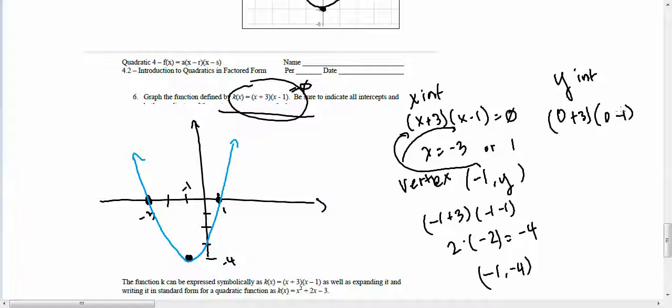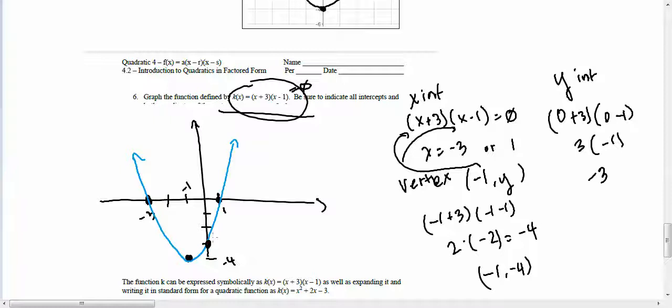Oh, man, that was like pulling teeth. 0 plus 3 is the same as 3. 0 minus 1 is negative 1. 3 times negative 1 is negative 3. So yes, you're right. The answer is negative 3 for the y-intercept.